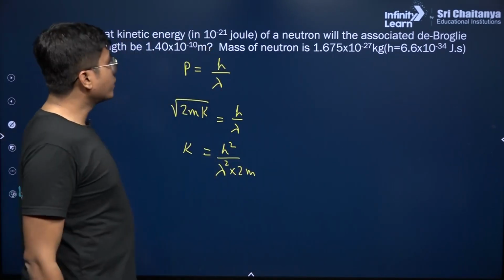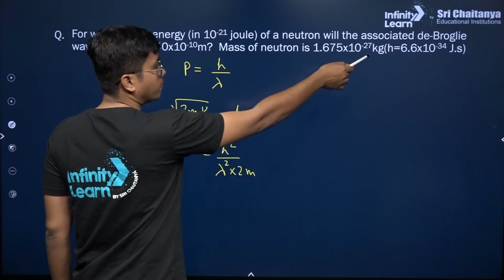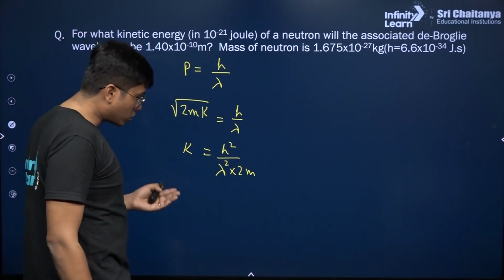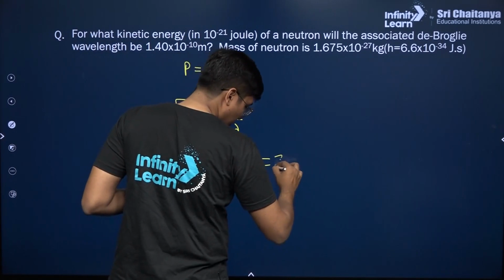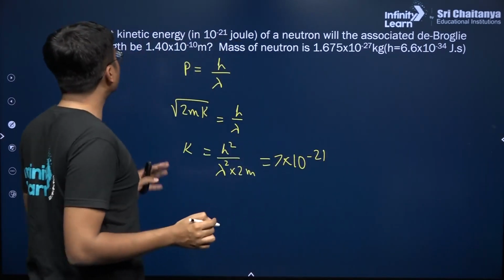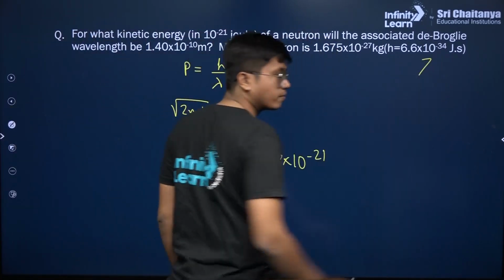We have the value for everything. Lambda value, the wavelength, is given to us. We have been given Planck's constant value and also the mass of a neutron. Again, calculation beyond this part should give you roughly 7 into 10 to the power minus 21. So we have to denote it in 10 to the power minus 21. So the answer for this would be 7.